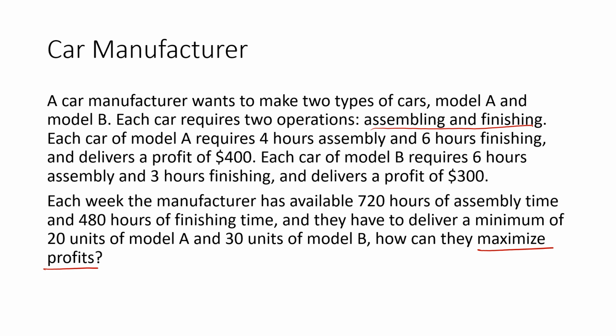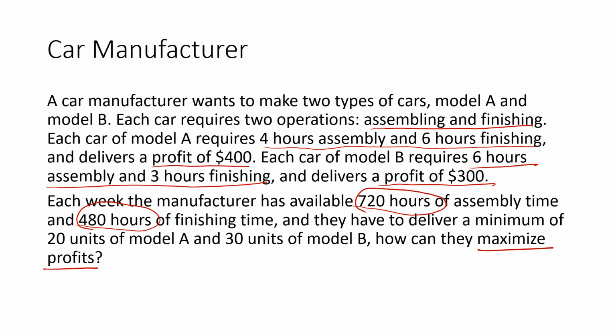Each car of Model A has a certain requirement for assembly and finishing in terms of time, and delivers a certain profit. Each car of Model B has a requirement for assembly and finishing and delivers a certain profit. So that's what's required, but what's holding them back? Well, we don't have infinite time to build these things, so what's holding back is that there are only 720 hours available on the assembly line and 480 hours on the finishing line.